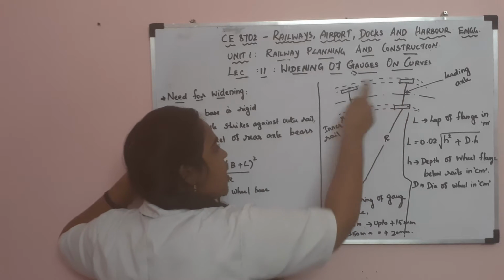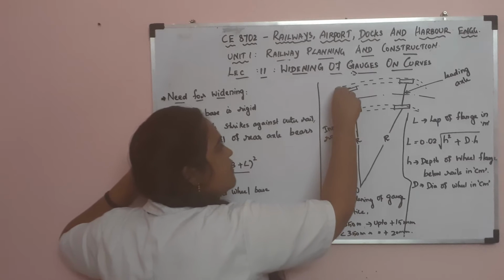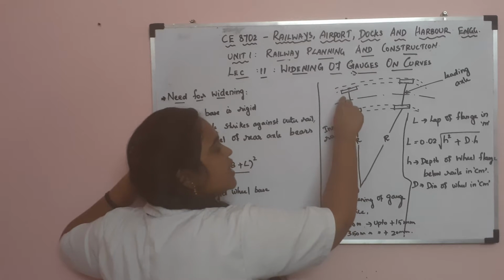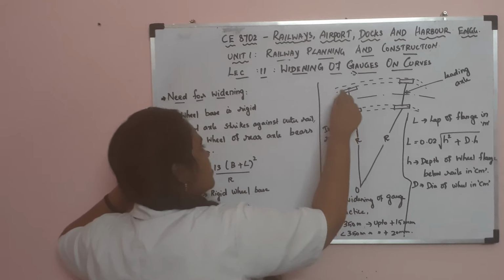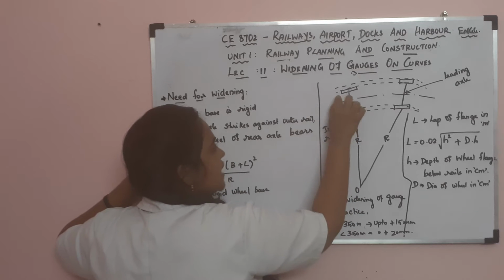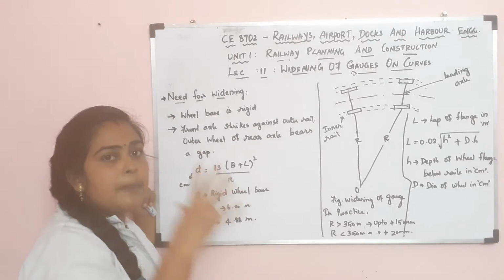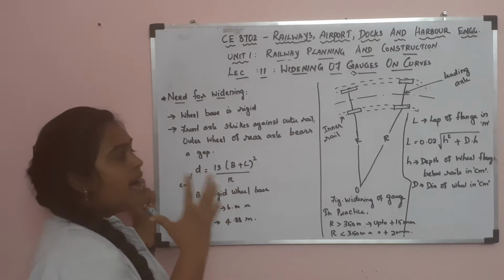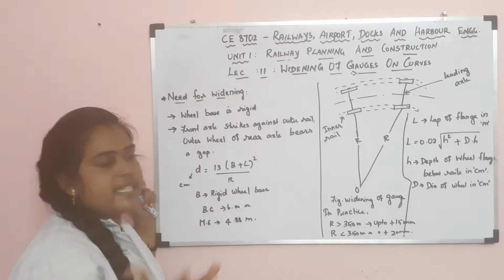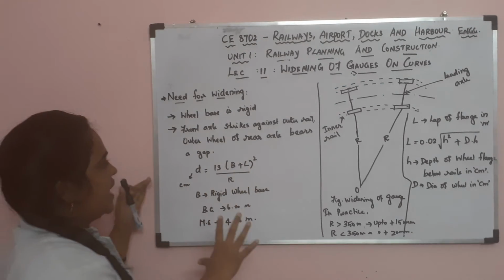At that time, what happens is a gap will be produced between the outer wheel and the inner rail. There is a gap in the inner rail. So to avoid this gap, we have to widen the rails. Widening of gauge, we have to widen the gauges. This is the reason for widening the gauges.